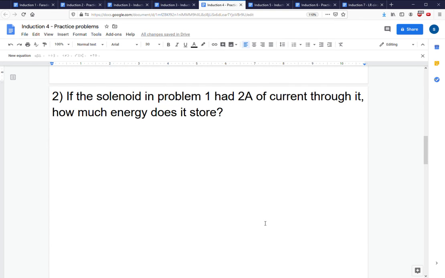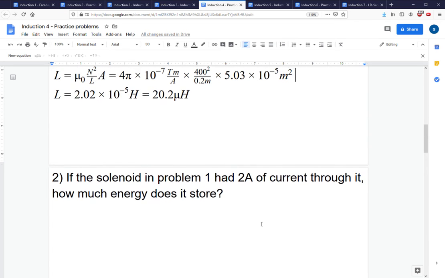Problem 2. If the solenoid in problem 1 has 2 amps of current going through it, how much energy does it store? Please pause the video to attempt this problem.